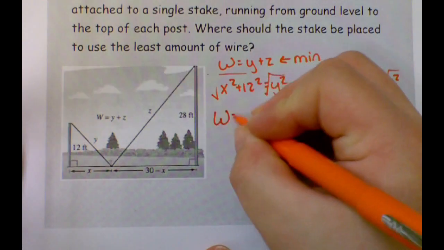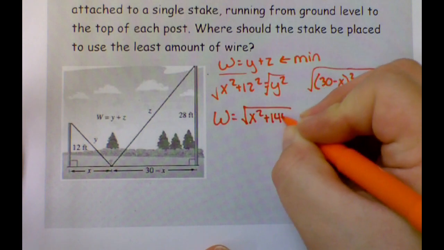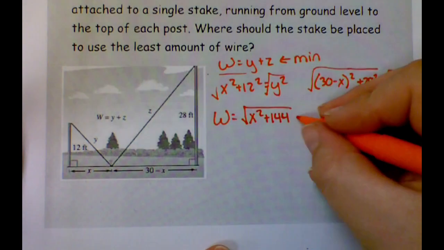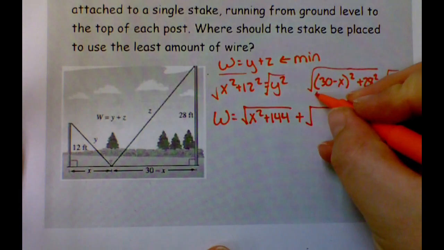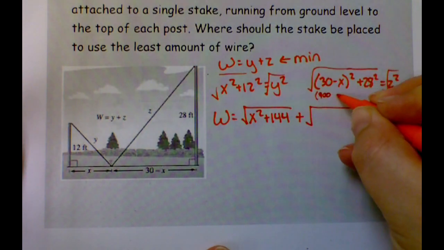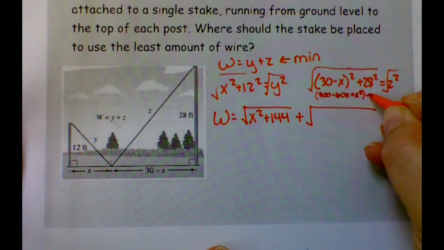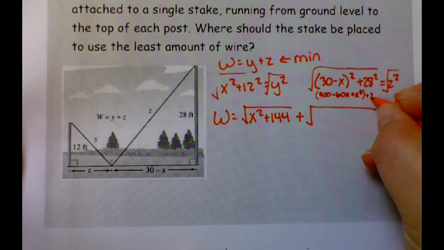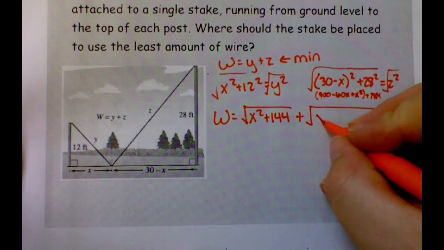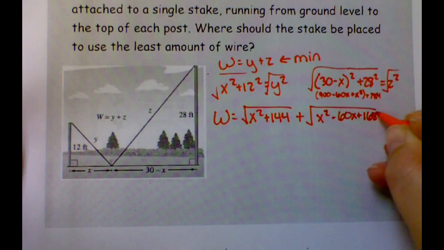So w is actually going to equal the square root of x squared plus 144, because that's 12 squared, plus the square root of, let's simplify that a little bit. This actually becomes 900 minus 60x plus x squared. And 28 squared is 784. So let's make that x squared minus 60x plus 1,684. There we go.